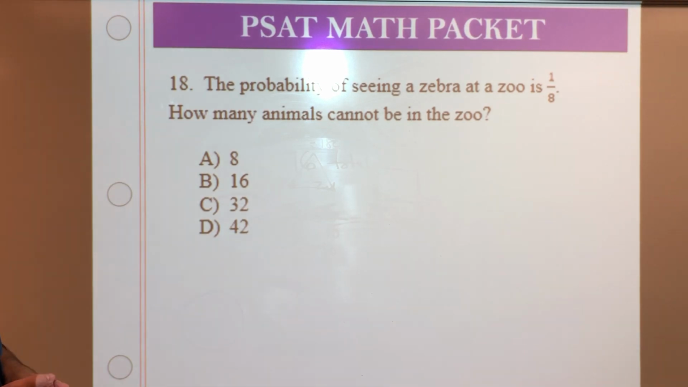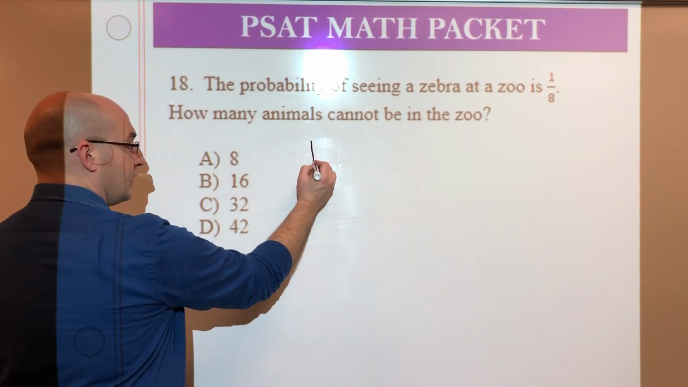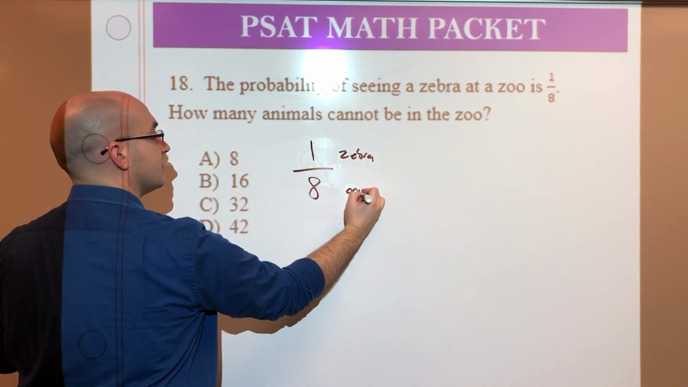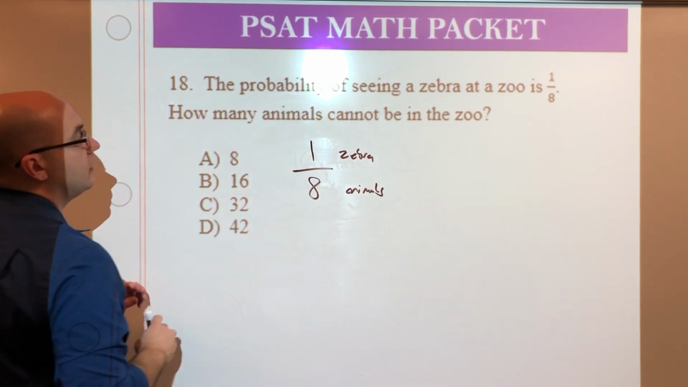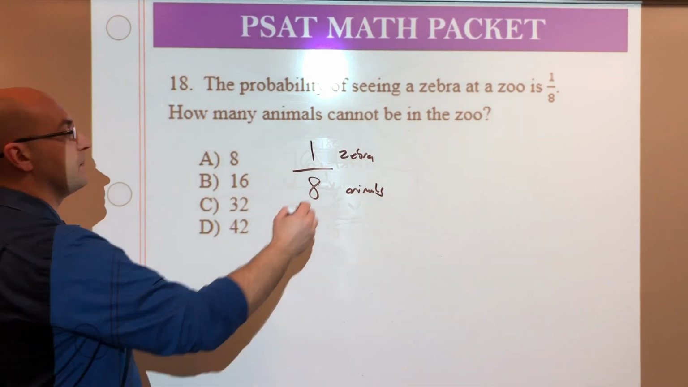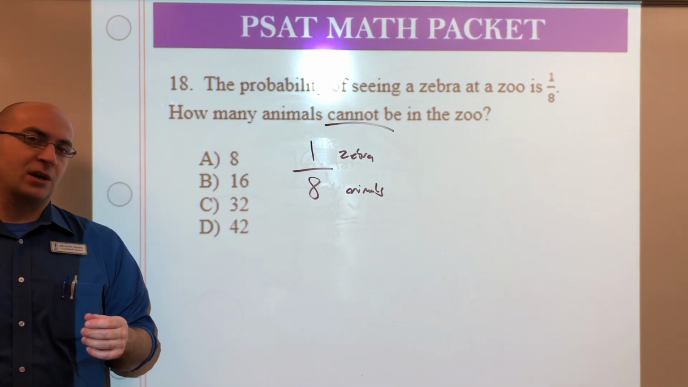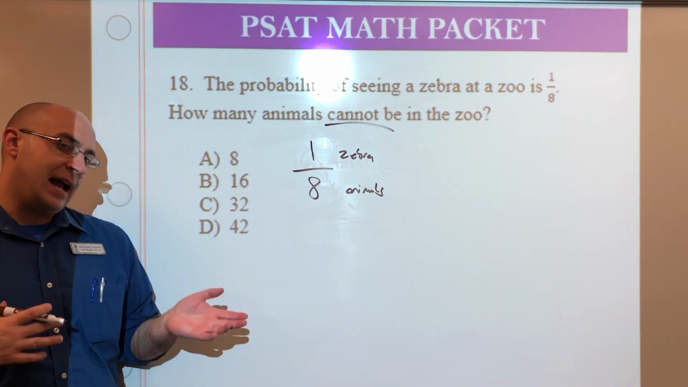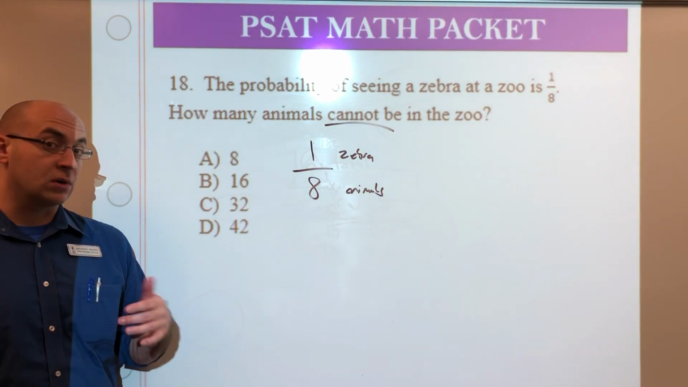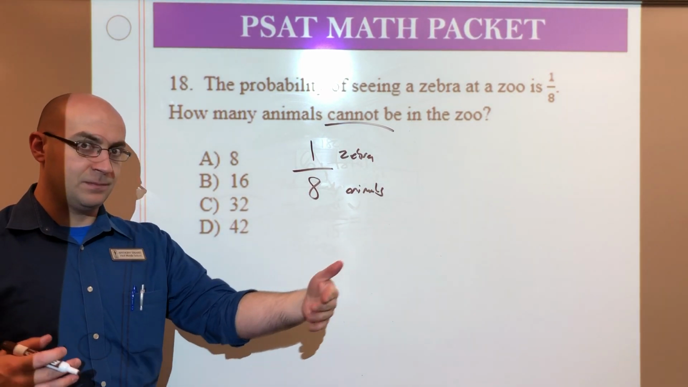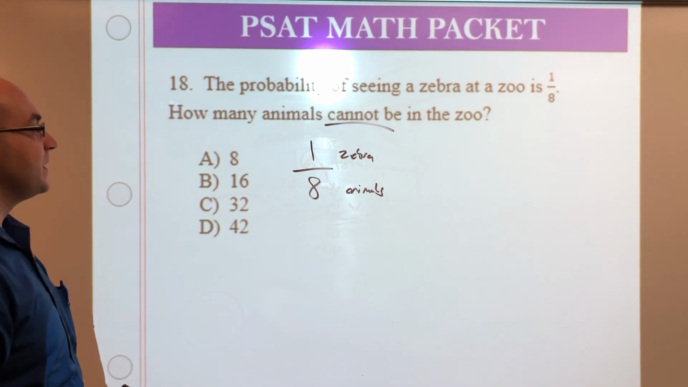The probability of seeing a zebra at a zoo is 1/8. Okay, so that means I've got one zebra out of 8 animals, right? So how many animals can't be at the zoo? Well, keep in mind, we're talking about living creatures. You can't have a half of a zebra. You can't have a quarter of a zebra. It's either 1, 2, 3, like they're discrete numbers. They have to be exactly, like integers.